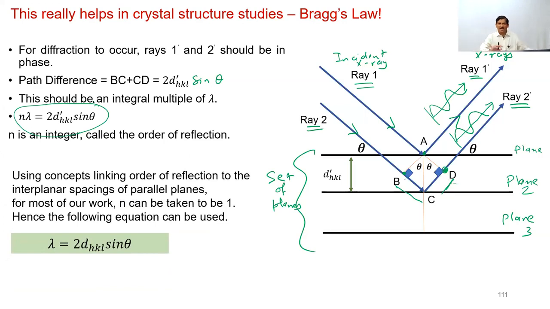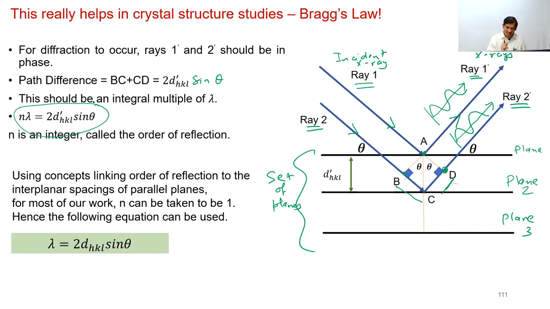Now, we won't get into too many details, but this law can be further simplified. This factor n, the order of reflection, can actually be absorbed into the d spacing itself. There are more complex concepts linking the order of reflection to the interplanar spacings of parallel planes. At least for our work on crystallography, we will consider n to be equal to 1, based on these arguments linking the order of reflection n to the spacing of parallel planes.